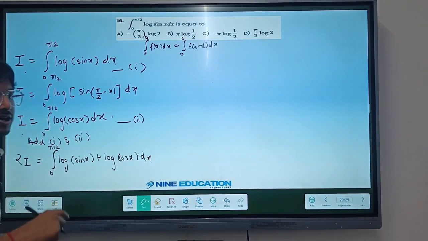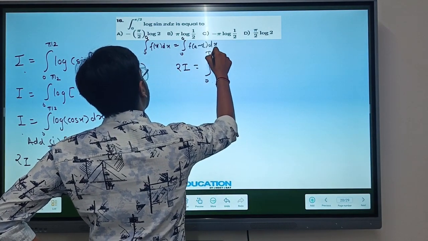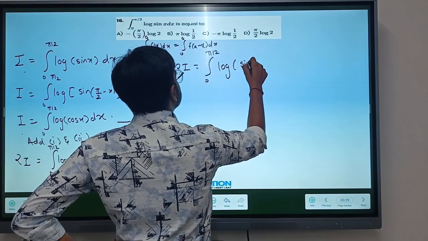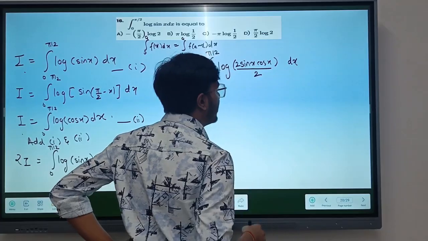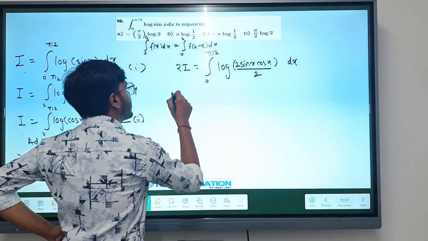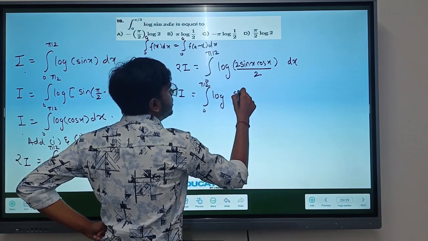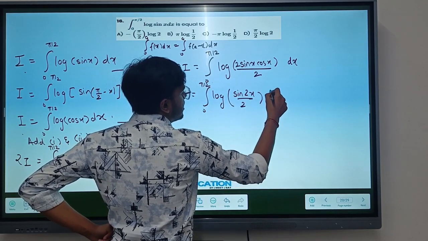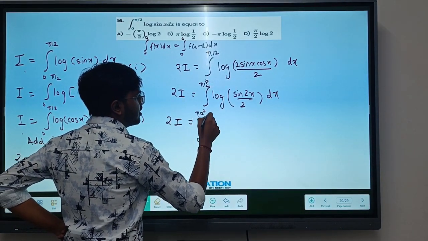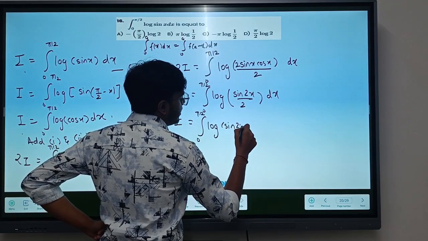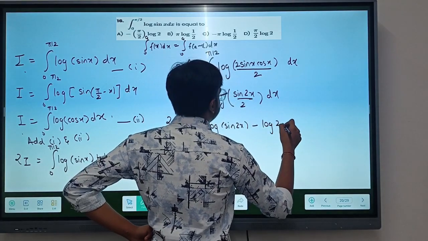So log a plus log b. What is log a plus log b? Log of ab. So we get 2I is equal to integral 0 to pi by 2 of log of sine x cos x dx. Can I write it as 2 sine x cos x divided by 2, and what is 2 sine x cos x? Sine 2x. So I can write 2I as integral 0 to pi by 2 of log of sine 2x divided by 2 dx. So log of a by b I can write as log a minus log b.